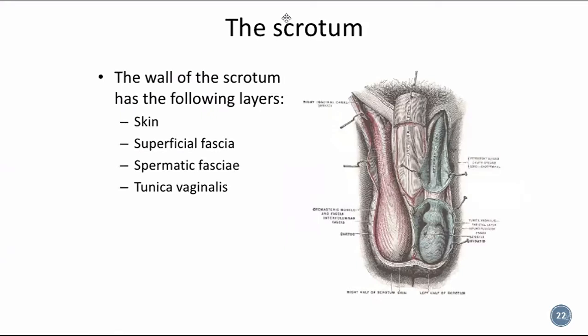Now, the walls of the scrotum have the following layers. The first part is the skin, followed by the superficial layer, or superficial fascia. Next is the spermatic fascia, and finally we have the tunica vaginalis.